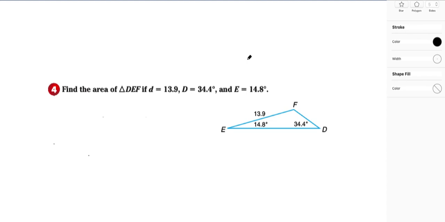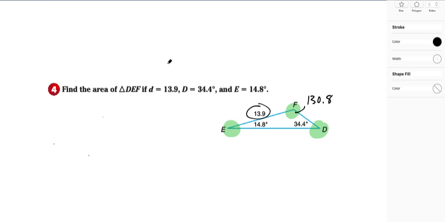So here in example 4, we're going to find the area of this triangle DEF, and we're given some information. What we are given is the measure of this angle, the measure of this angle, and technically we're also given the measure of this angle, which is 130.8, and that's if we subtract all of this from 180. So we're given the measure of all three angles, and we have one side.